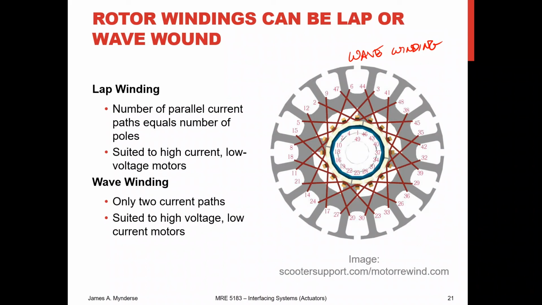So with the wave winding, look at this one here, we've got two current paths, and with the lap winding, we've got however many paths as there are poles. And so there are different characteristics here. Do you want high current, low voltage, or high voltage, low current? Kind of depends which one you're going to get. So two different winding schemes. Now, are you going to specify a motor based on lap or wave winding? No, you're going to specify a motor based on the speed and the torque, and then it's going to be an option of what somebody has built to meet that.